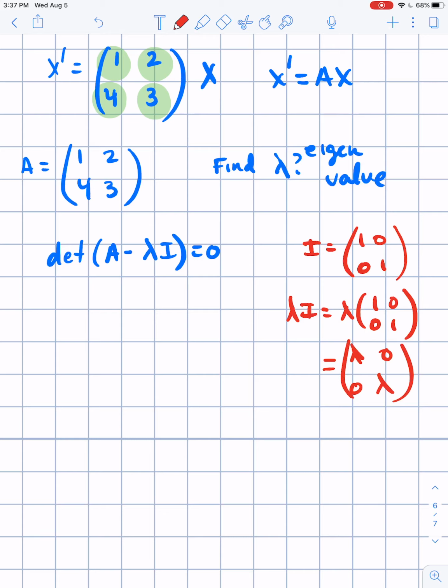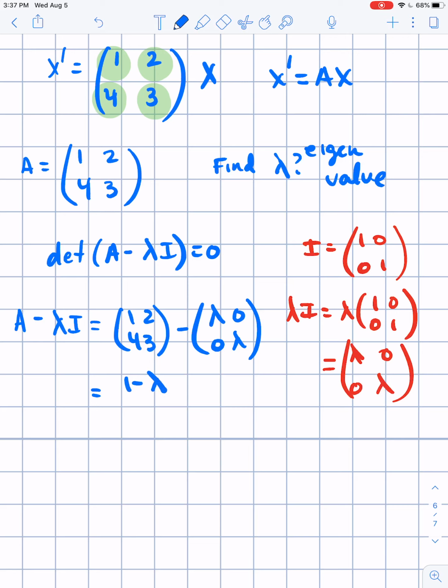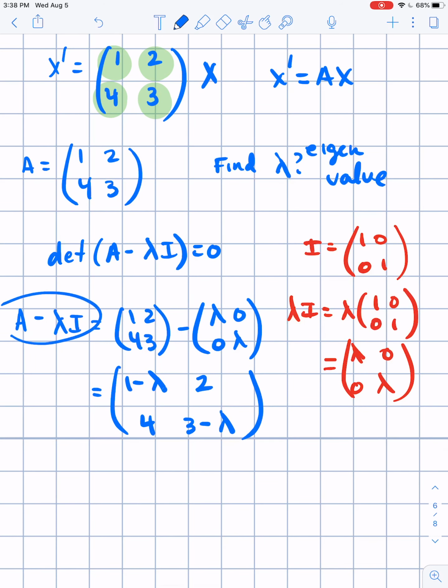So let's just first do, what is the value of A minus lambda? Well, in this case, we know what A is, 1, 2, 4, 3, minus, well, lambda I is just going to be lambda 0, 0, lambda. And then what you're doing here is just subtracting. So you would have 1 minus lambda, and then 2, because it's 2 minus 0. 4 minus 0 is just 4, and then you have 3 minus lambda. So that's just A minus lambda.